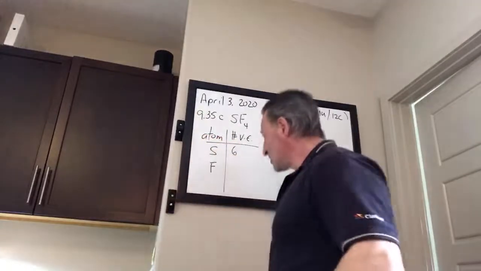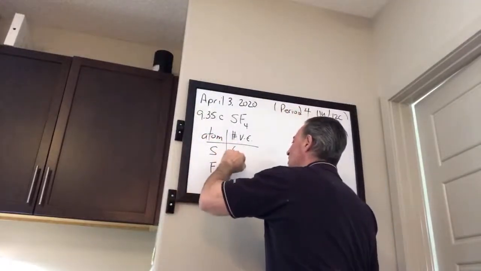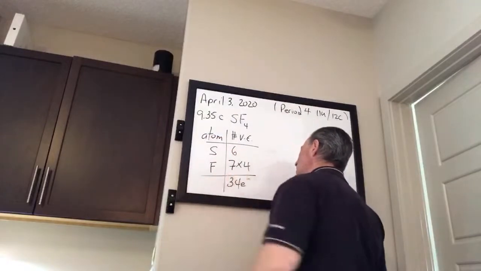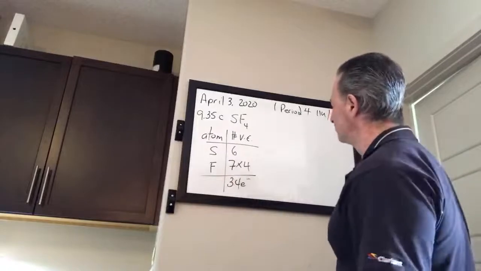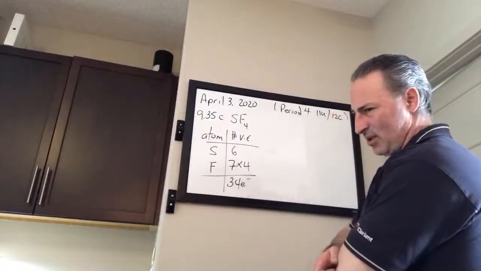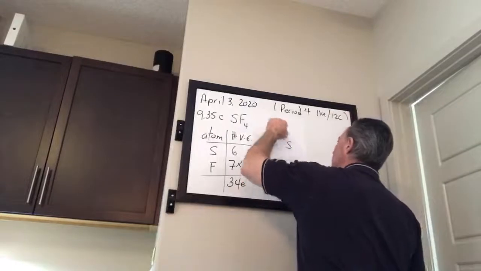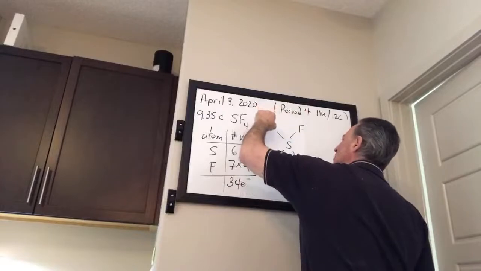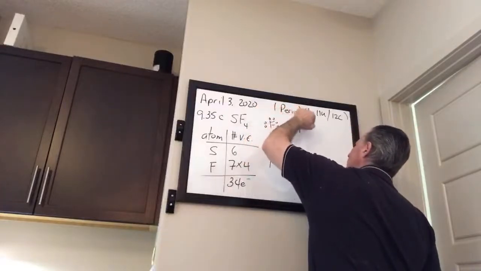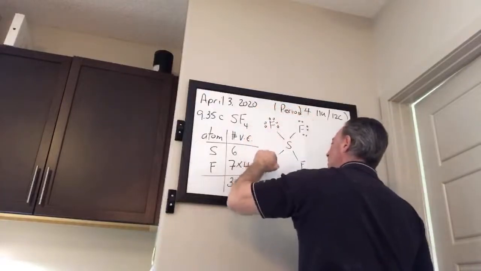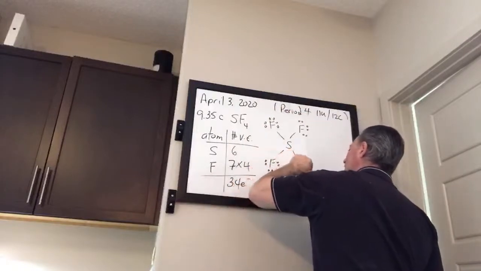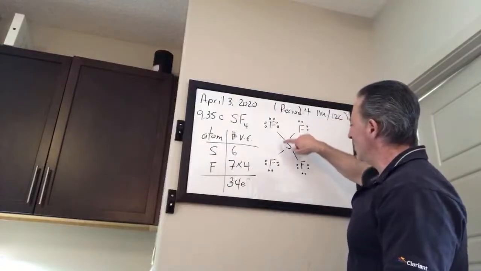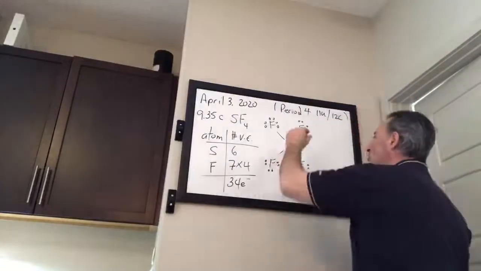So sulfur has 6 electrons, fluorine has 7, and there's 4 fluorine, so 4 times 7, 28 plus 6 gives you 34 electrons. Draw your fluorine atoms, attach the sulfur, put the lone pairs on there. That uses up 4 times 6 is 24, 26, 28, 30, 32. 2 more have to go, put them on the central atom.